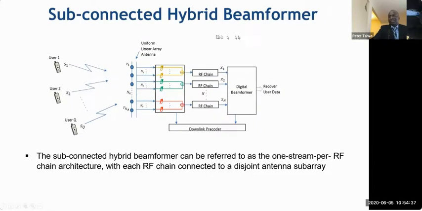But for the sub-connected hybrid beamformer, which is also referred to as a one-stream per RF chain architecture, we have each RF chain connected to a disjoint antenna subarray, and the size of the antenna of each subarray is defined by NS, a specific number. So in this case, the interconnection matrix is going to have non-zero values where we have a subarray, and zero values for the rest, because not all the antenna array elements are connected to all the RF chains.